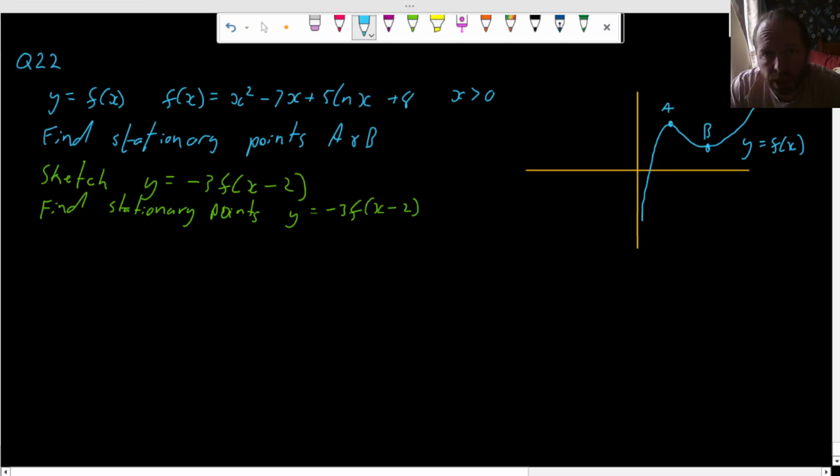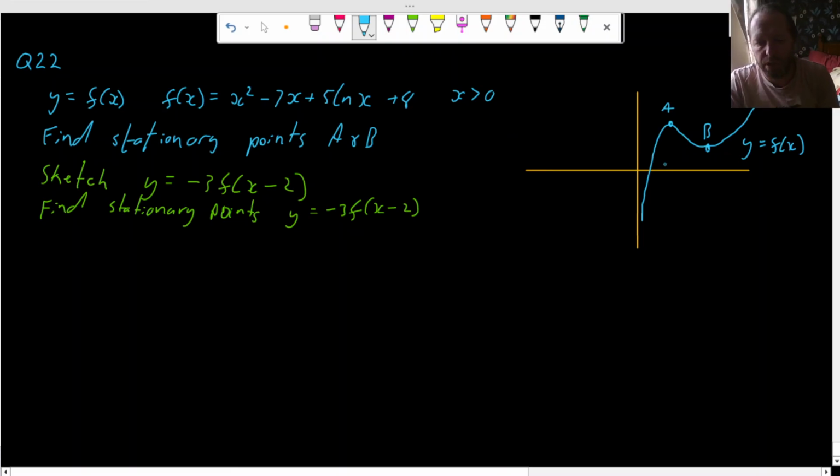Here we are, chapter 2, functions and graphs. A level year 2, chapter 2, question 22, mixed exercise. y equals f of x is x squared minus 7x plus 5 ln x plus 8, x is greater than 0. A little sketch of it is provided. Find the points A and B using calculus.